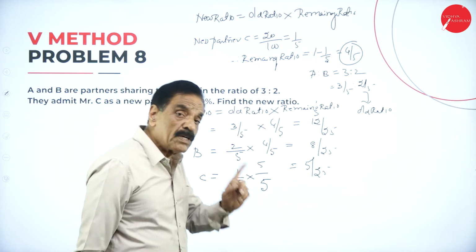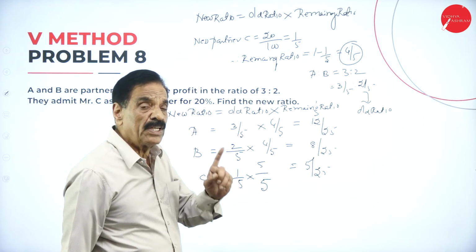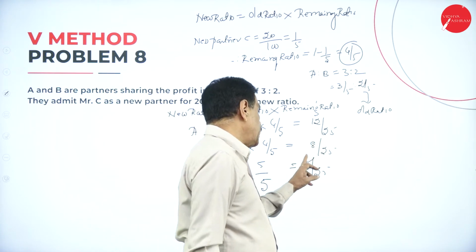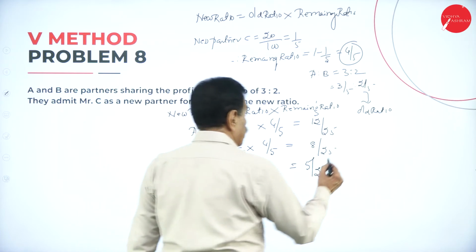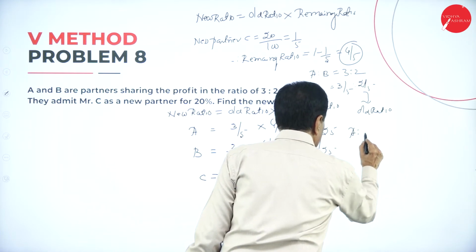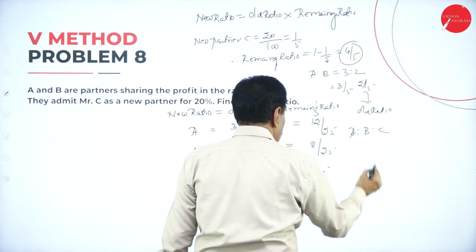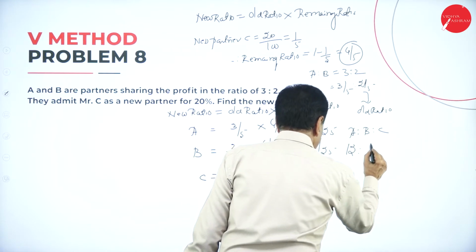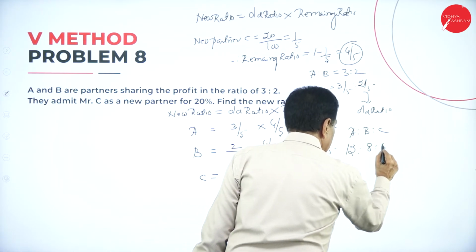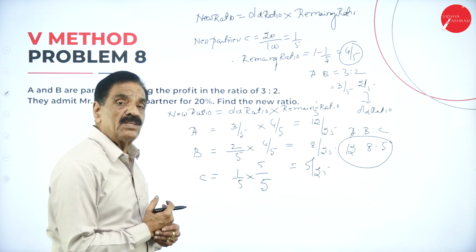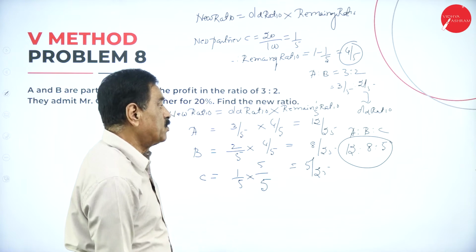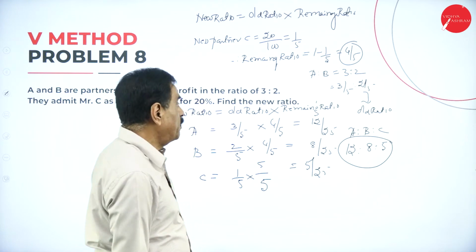See that numerator should be equal to denominator. 12 plus 8, 20 plus 5, 25. So, numerator is equal to 25. Therefore, A is to B is to C, 12 is to 8 is to 5. A is to B is to C, 12 is to 8 is to 5. This way you have to do.